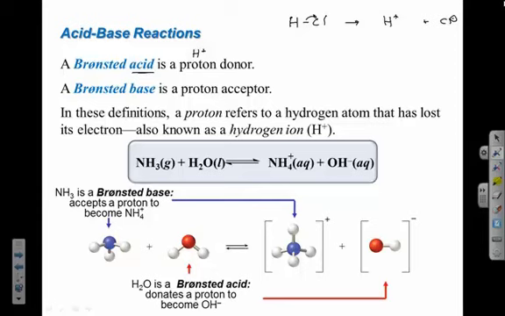So a base, by the Arrhenius definition, produces an OH-. But since acids and bases react together, it's more intuitive to think of the base as being the partner of the acid. The acid is giving away an H+, the base is accepting the H+. So really what an acid-base reaction comes down to is a transfer of an H+ from one substance to another. And because H+ is so unstable, normally an acid will not react unless it's in the presence of a base.